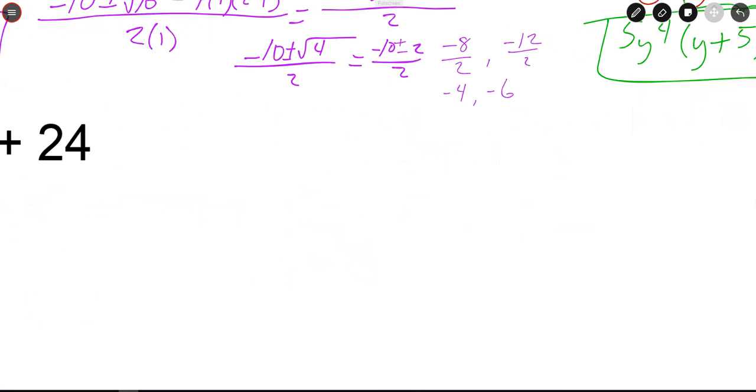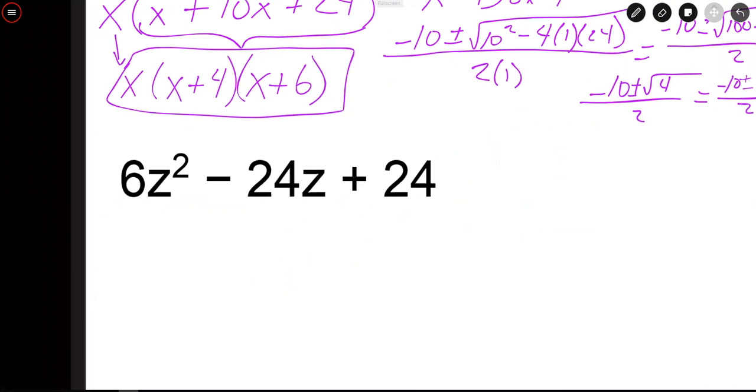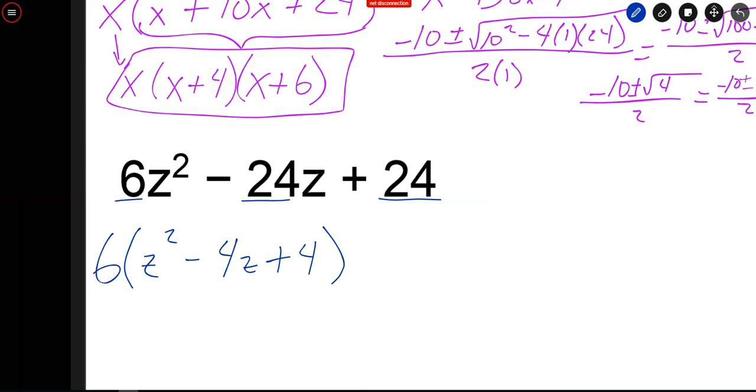All right, let's jump to the last one here. So again, I'm going to look to see if I've got a GCF. If I look at my three terms, I've got 6, 24, and 24 for my coefficients, which means I can factor out a 6. And then I've got z squared, z to the 1st, and z to the 0 power. So I can't factor out any z's. But factoring out the 6 already simplifies things a lot. I have z squared minus 4z plus 4.